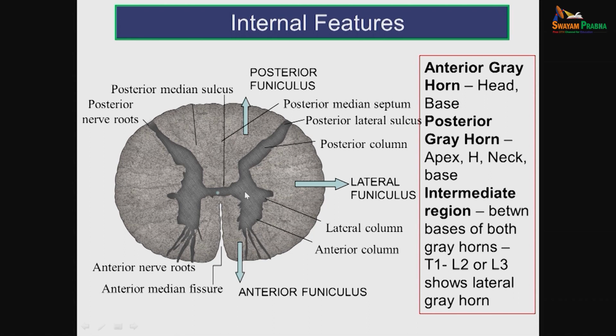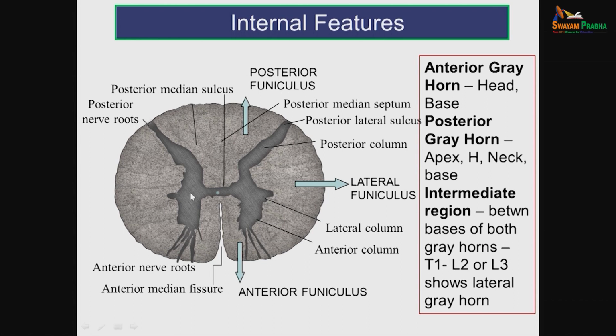This intermediate region is prolonged laterally as the lateral grey horn. What I am pointing out is the lateral grey horn. Where is it seen? It is seen only from T1 to L2 or L3 segments of the spinal cord. The lateral grey horn is present only in the thoracic and upper lumbar segments of the spinal cord.